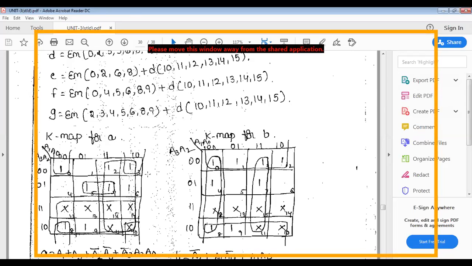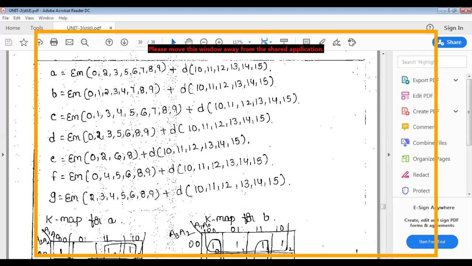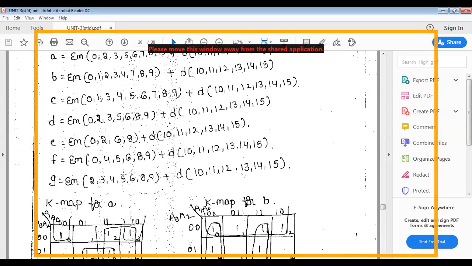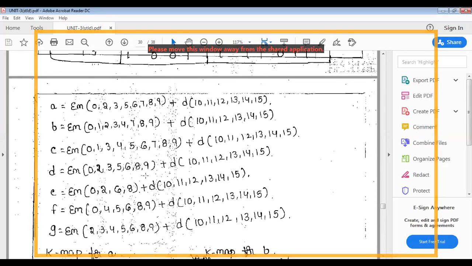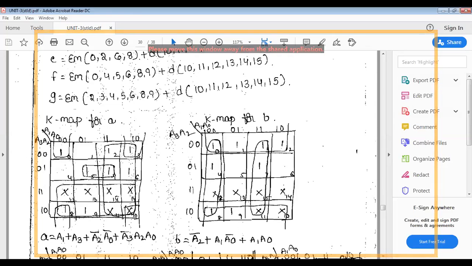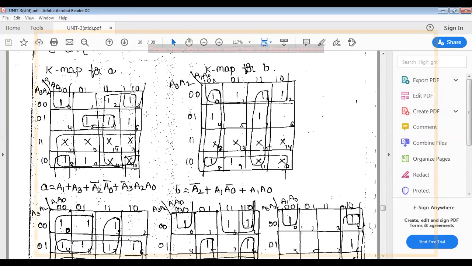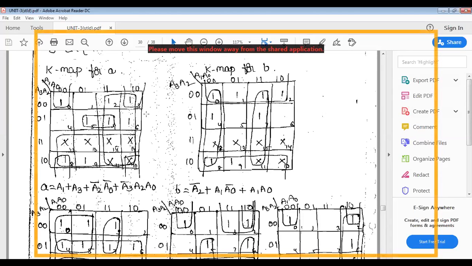What are the minterms here? The minterms are 0, 2, 3, and 5, 6, 7, 8, and 9 also. So whatever you represented here is the same. There is nothing wrong, but the box number has changed, with 2 and 3 interchanged. From 10 to 15 are don't cares.